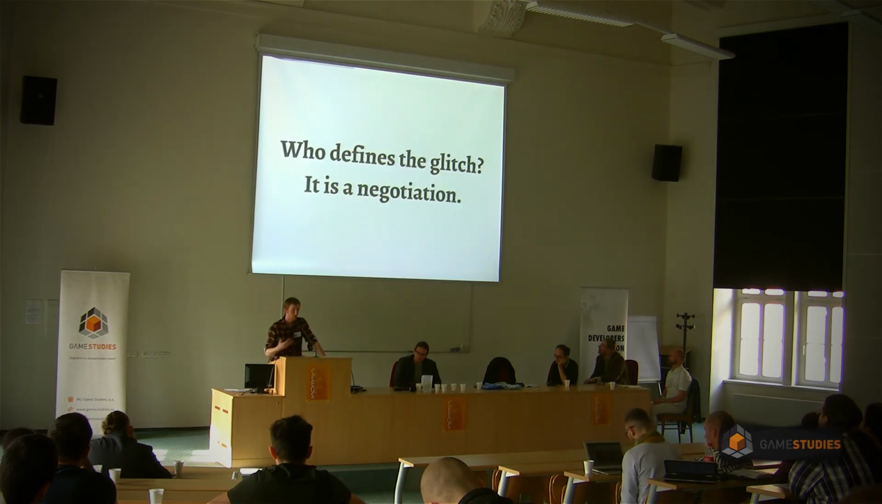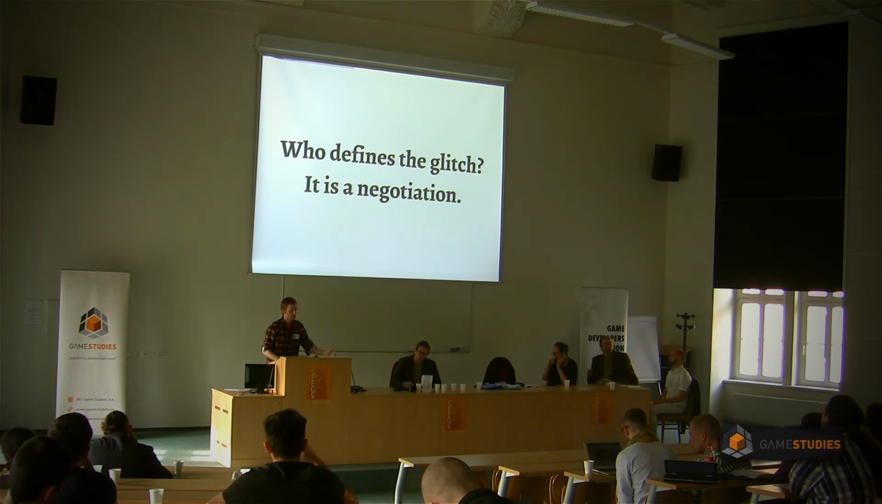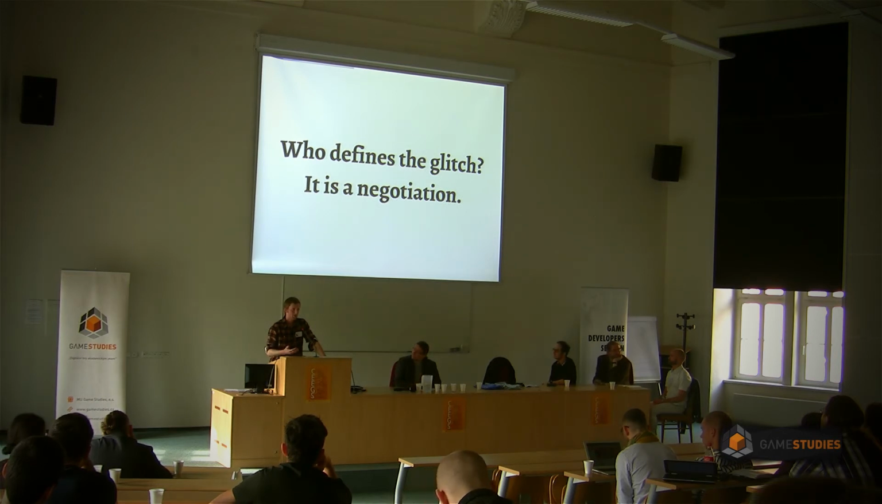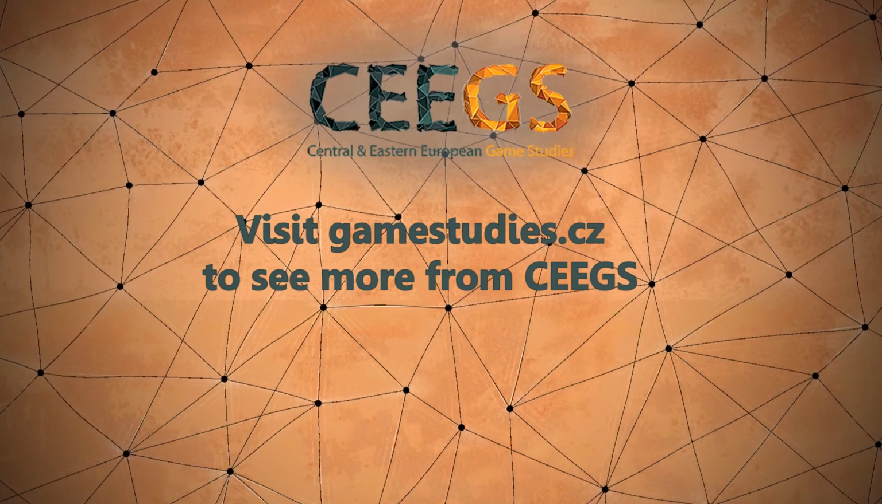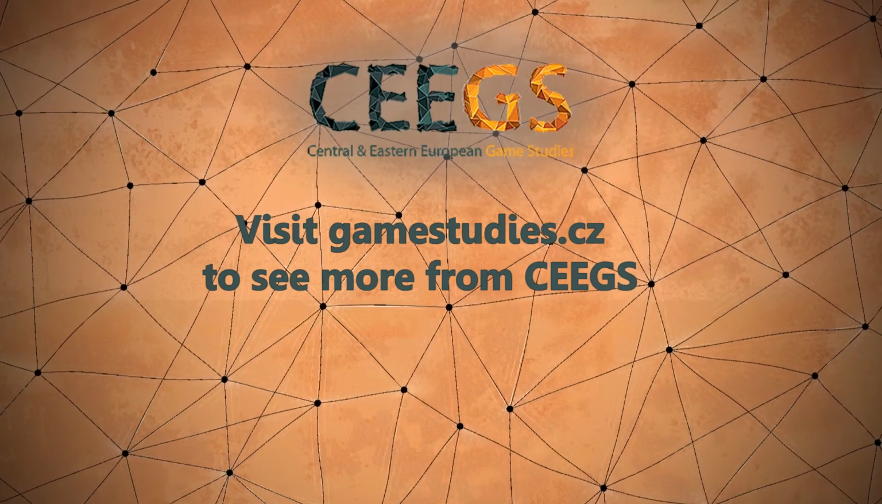So the overlying question is, who defines the glitch? Which group really has the power to say what is a glitch and what is not? The answer is, it is a negotiation, and in the case of Dead Space, we've seen that sometimes the groups are really deaf to each other.